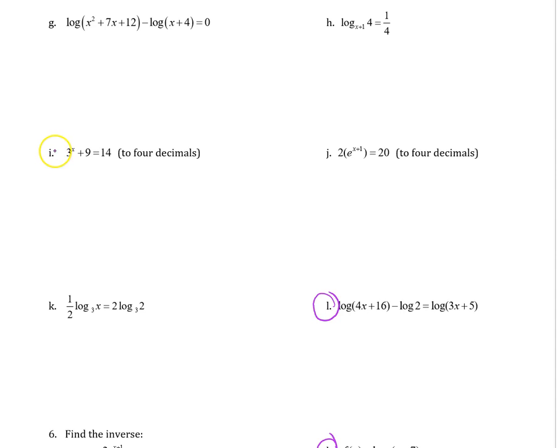I didn't say I was going to do it, but I will do it here. I'll just add this to my list. If I want to solve for x, we isolate the exponent. So 3^x equals 5. And then I take the log of both sides. So x log of 3 is equal to log of 5. And then to solve for x, I just have to divide by log of 3.